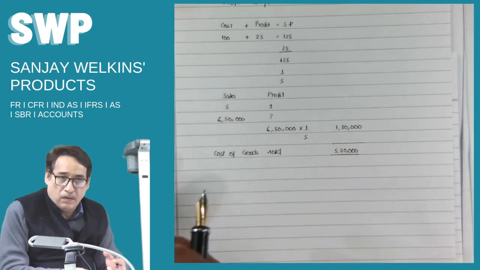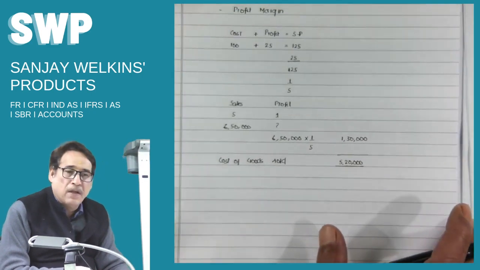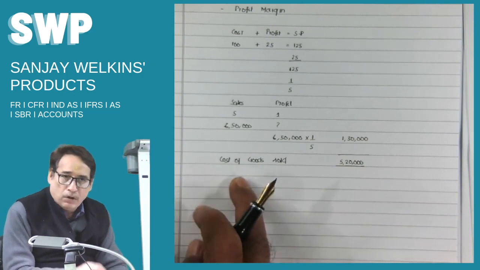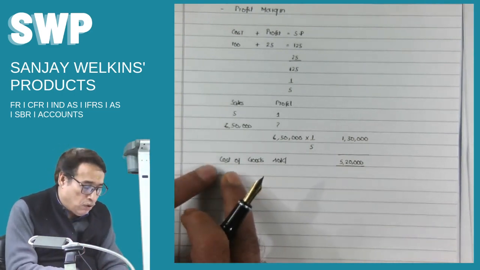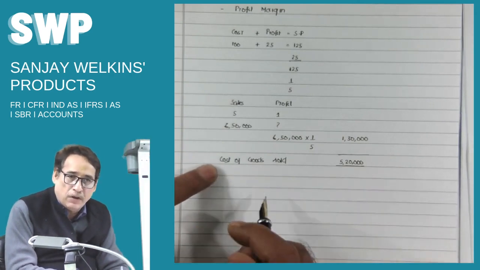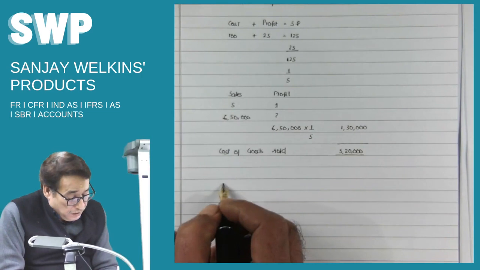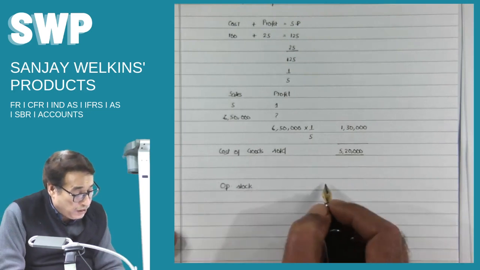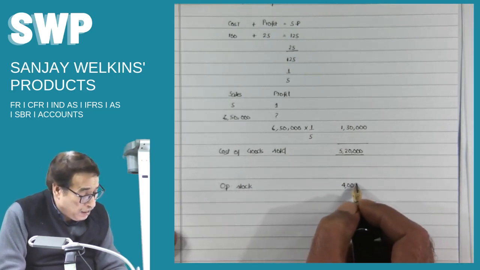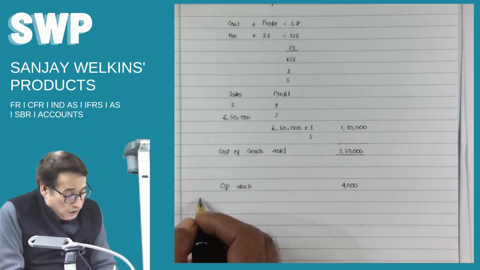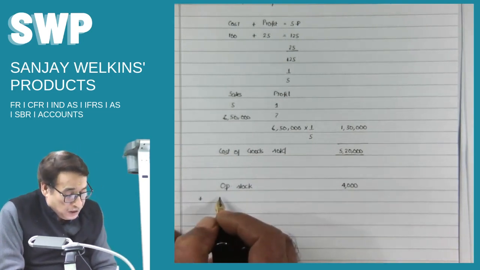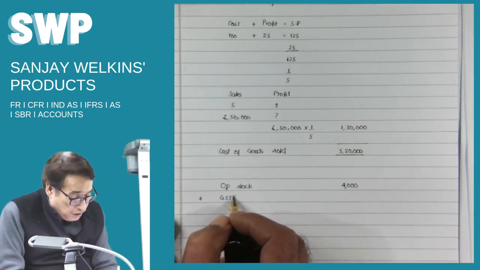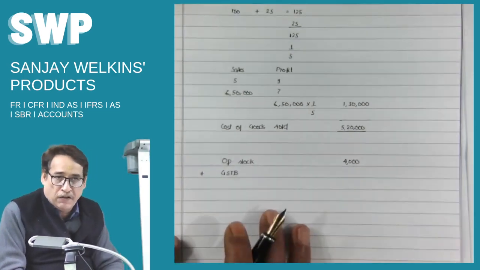What does cost of goods sold mean? Cost of goods sold means out of total available goods with you, you sold out these many goods. Are you getting my point or not? For example, see here. You had in the beginning opening stock at cost 4,000. You are the branch manager, let us say. Your branch is already having opening stock of 4,000. Quite obviously, the head office will supply you some goods during the current year, which we do not know and which we are interested in finding out.